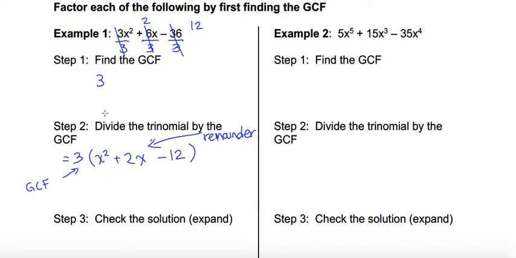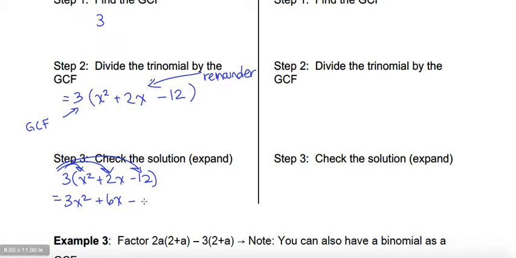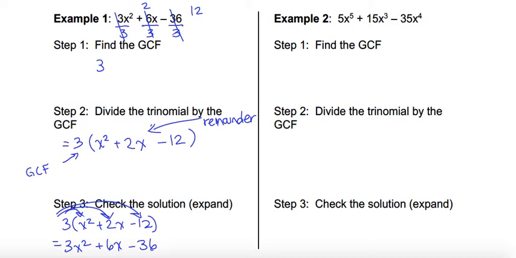I can always check my solution by using the distributive property. That's a good strategy to use to make sure that at home you are doing these questions correctly. So let's do a quick check. I'm going to have 3 times x squared plus 2x minus 12. 3 times x squared is 3x squared. 3 times 2x is positive 6x. And 3 times negative 12 is negative 36. Is that the same expression that I started with? Yes, so then I know I've done this correctly.